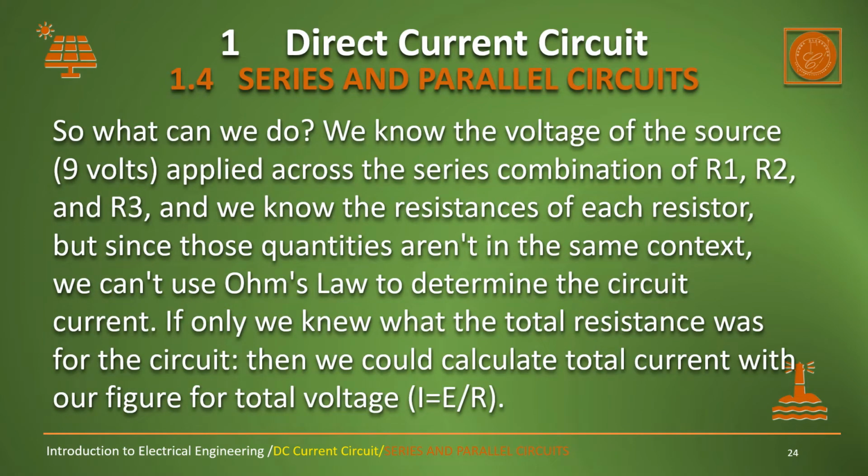So what can we do? We know the voltage of the source is 9 volts, applied across the series combination of R1, R2, and R3. And we know the resistance of each resistor. But since those quantities are not in the same context, we cannot use Ohm's law to determine the circuit current. If only we knew what the total resistance was for the circuit, then we could calculate total current with our figure for total voltage. This means I equals E divided by R.